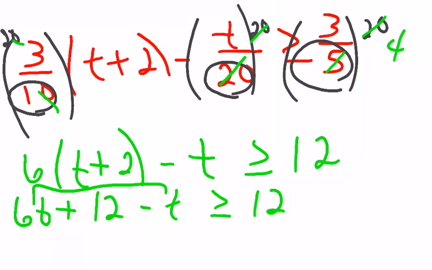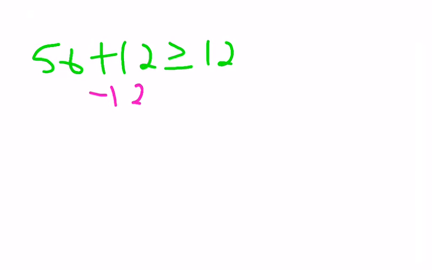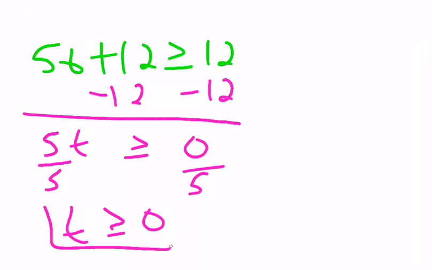Combine like terms, 5t + 12 ≥ 12. Next step is we subtract 12 from both sides, and we get 0. Divide by 5 on both sides, so t is greater than or equal to 0.